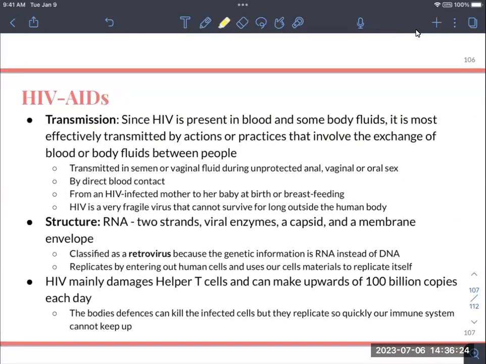AIDS is transmitted, or HIV is transmitted, through blood and some bodily fluids. That's why whenever you are working with any kind of bodily fluids or blood, you always need to wear some kind of protection, some kind of gloves, because AIDS isn't the only thing that can get spread this way. We'll talk about more throughout the semester.